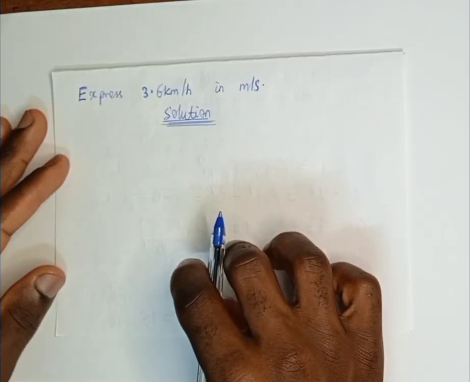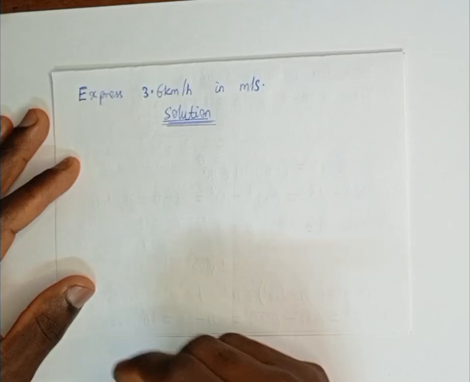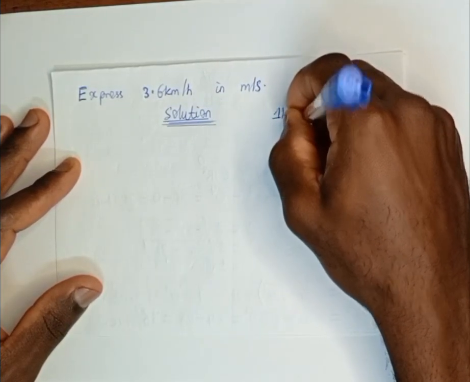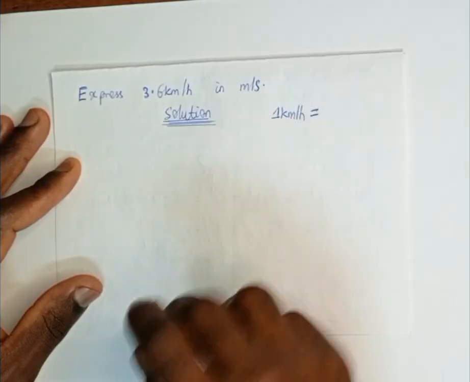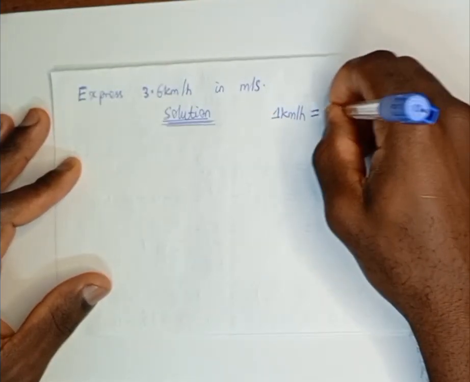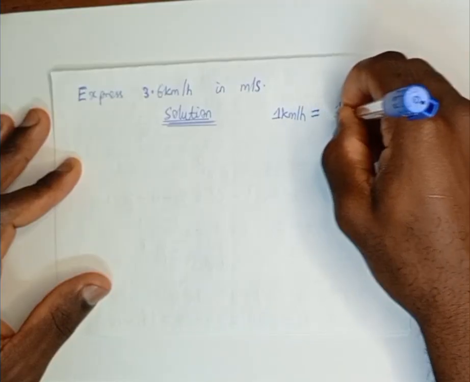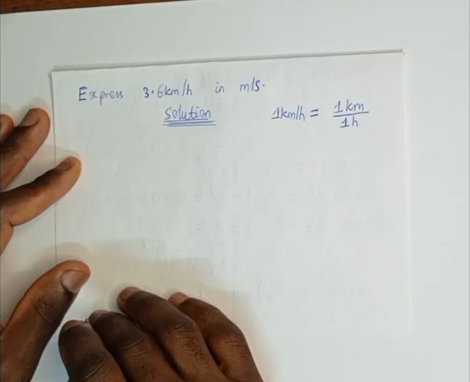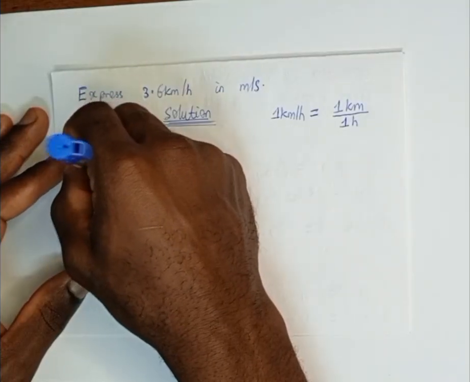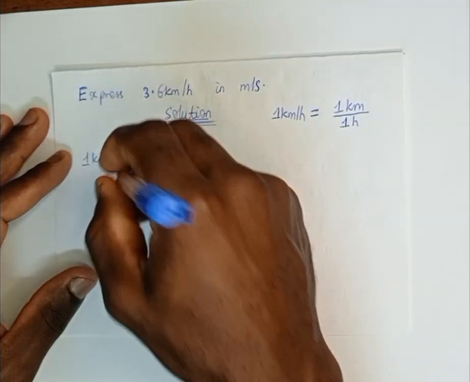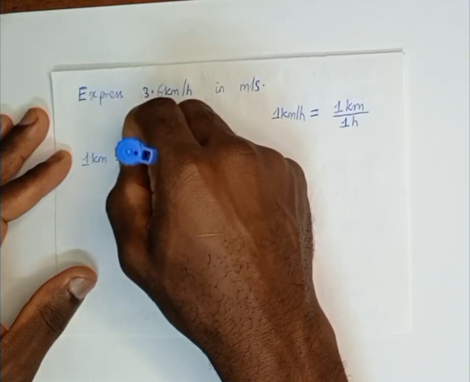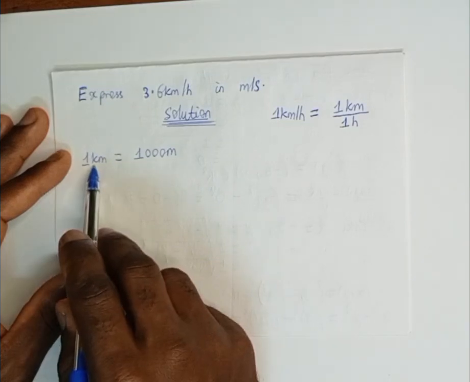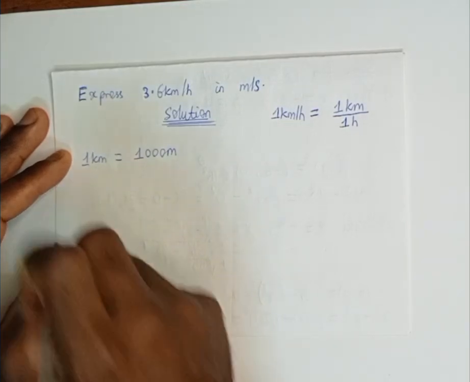For us to easily answer this question, we are going to make use of the following. If we have a speed of 1 kilometer per hour, it is simply equal to 1 kilometer divided by 1 hour. We know that 1 kilometer is simply equal to 1,000 meters. Recall that kilo stands for 1,000.